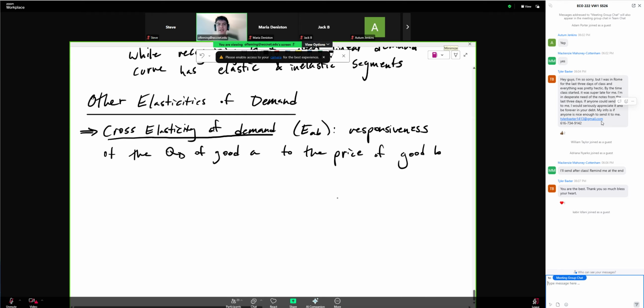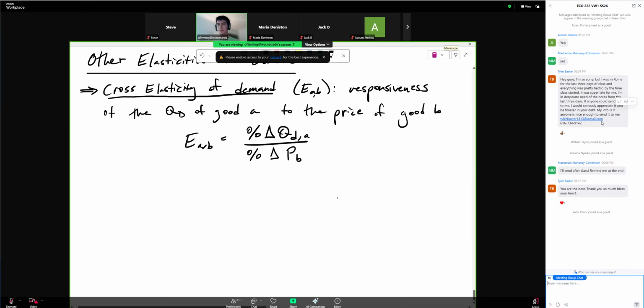So we define it in the exact same way as you would define any elasticity: the percentage change in quantity demanded for good A divided by the percentage change in the price of good B, which in this case would be like PlayStations or something.